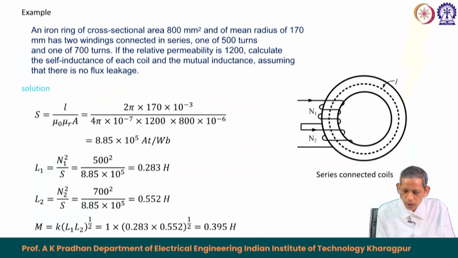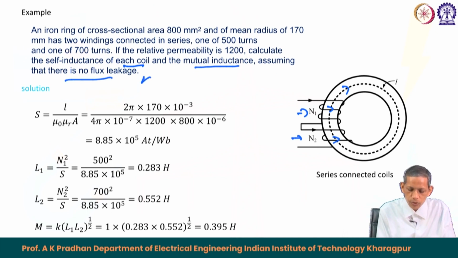Let us take an example now. There are two coils here with N1 and N2 turns, connected in series like this. In both cases the corresponding current directions can be like this, so the flux is in the same direction, contributed by both the circuits. An iron ring of cross-sectional area 800 mm square and mean radius of 170 millimeter has two windings connected in series, one having 500 turns and the other having 700 turns. If the relative permeability mu r is 1200, calculate the self inductance of each coil and the mutual inductance, assuming there is no flux leakage.